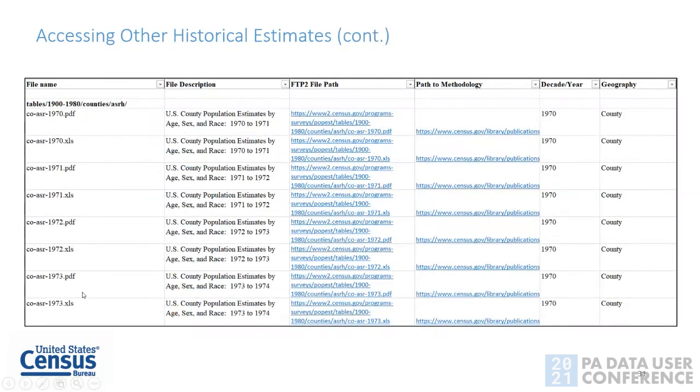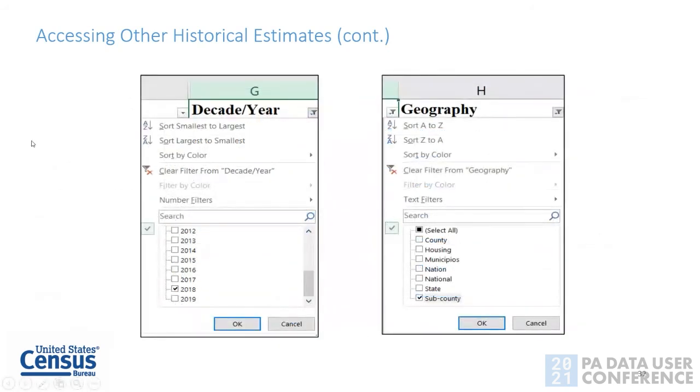It looks like this, and it gives the file name and the file description, and importantly paths to the files themselves and the path to the methodology. And over to the right, you see the decade and year and then geography. I've highlighted them here and blown them up a little bit, but there's a filter, so you can choose any particular year or particular geography. So that's very handy. You can sort and filter in the searchable index to find a data set.